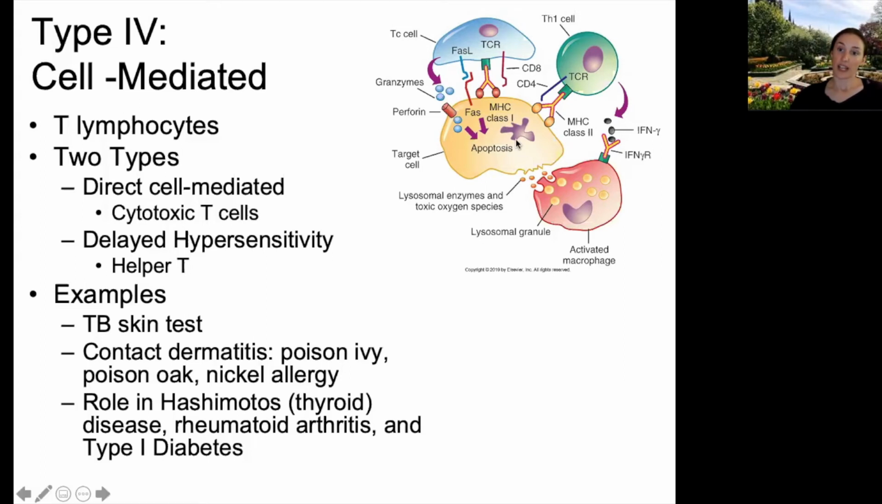So here we have a targeted cell that has a T cell that is coming and destroying that cell for apoptosis, or a T helper cell that is coming, attracting a macrophage to the area to destroy that cell.